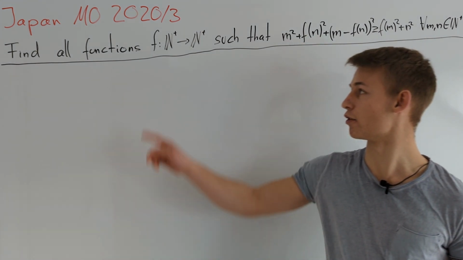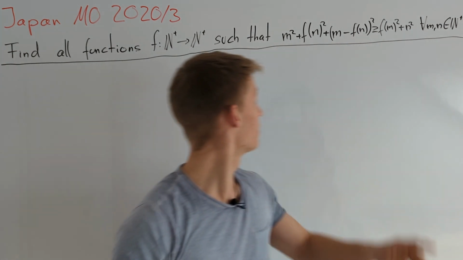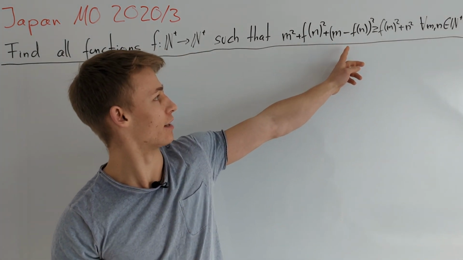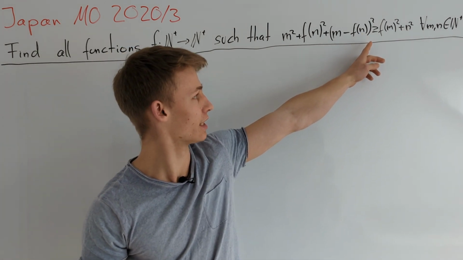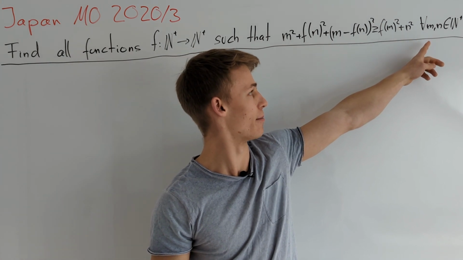We are asked to find all functions from the positive integers to the positive integers such that m squared plus f of n squared plus m minus f of n all squared is greater than or equal to f of m squared plus n squared for all positive integers m and n.